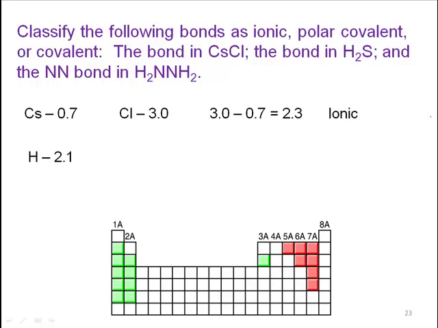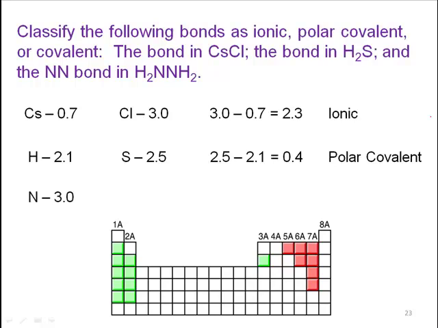Ionic. Next one, H and S. Take the difference between the two. 0.4. Okay. And we're covalent. Okay, next one. N and N in H2N-NH2. How do you know that cesium is 0.7?